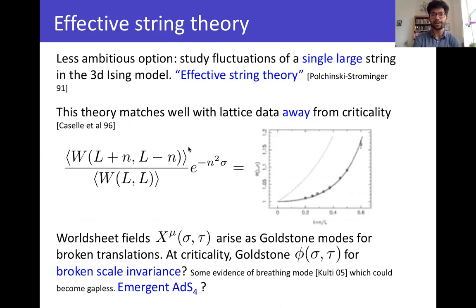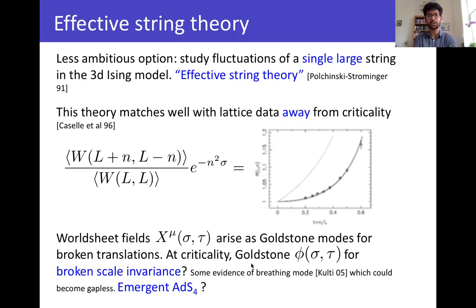It turns out away from criticality, this matches lattice data quite well. For example, here's a certain ratio of Wilson lines that they examined from the lattice. This is a rather blurry plot, I'm sorry. But these dots are the lattice and the line is the theoretical prediction of this effective string theory. You can see it works really well. This is all good away from the critical point.